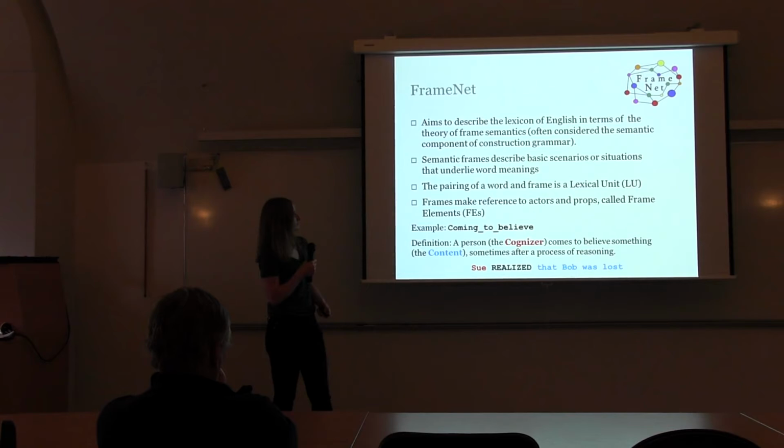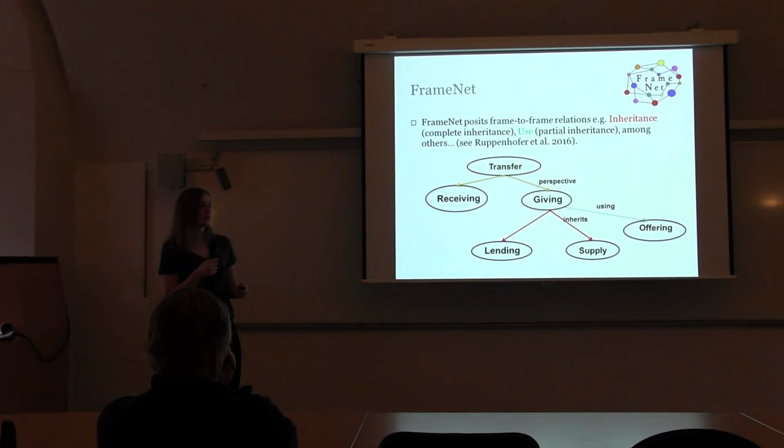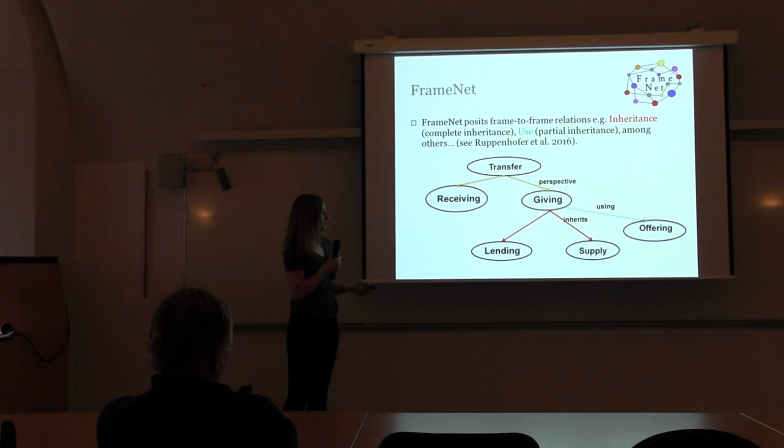Importantly for us, FrameNet also posits frame-to-frame relations. So it's a network, a semantic network, which we'll use. These frame-to-frame relations can be of different types. They can have an inheritance relation, which is a subtype relation. Lending someone money is a type of giving.